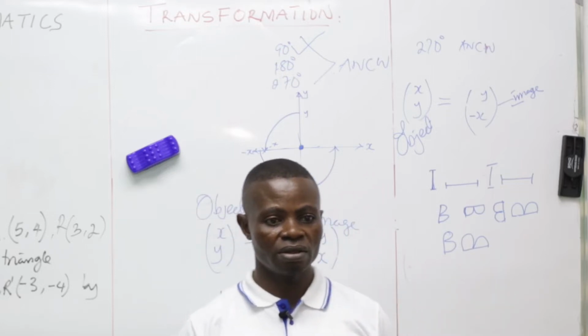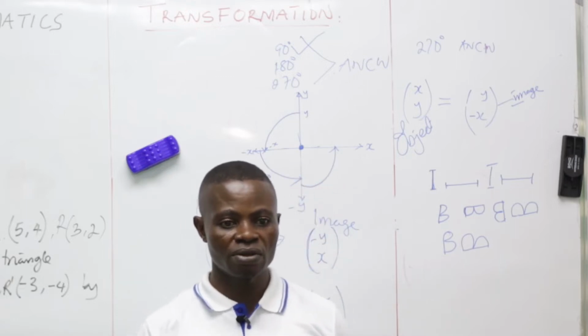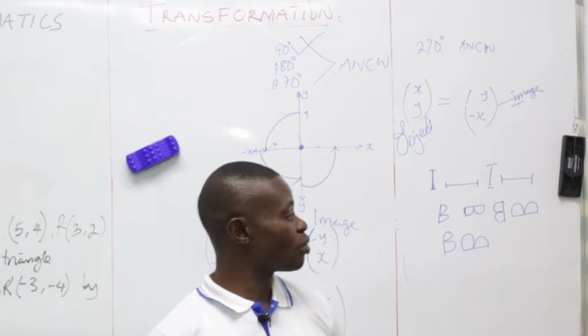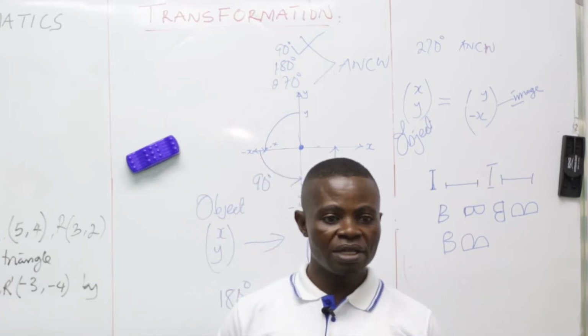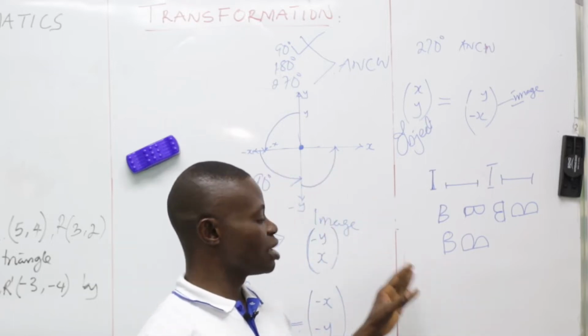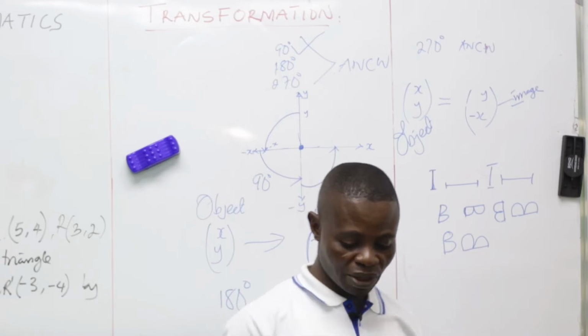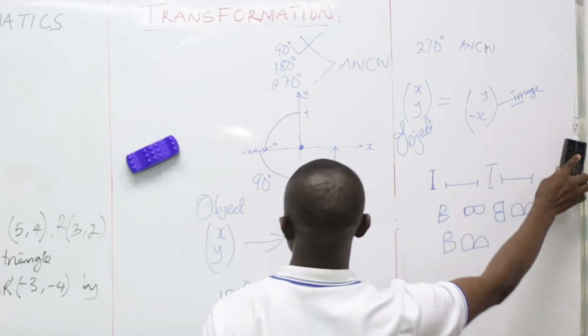Look at sample 1. If the point P (2,4) is rotated anticlockwise through 90 degrees about the origin, determine the what? The coordinates of the image. That's the question given to us. Now let us look at it.